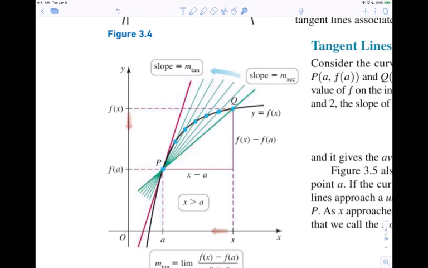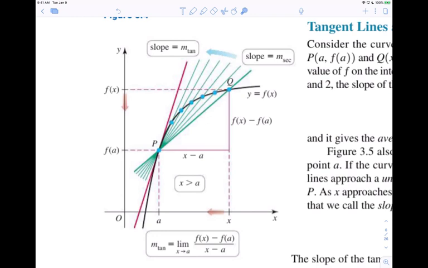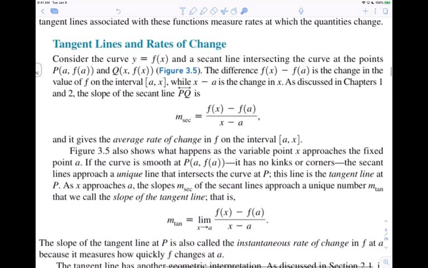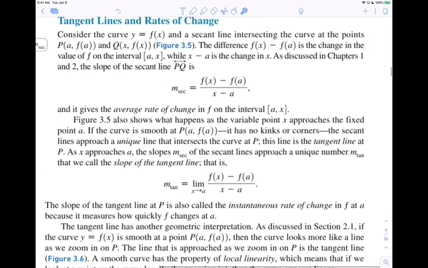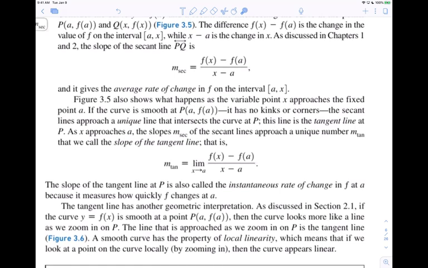As this second point Q gets closer and closer to this point P, as x gets closer and closer to the fixed point a, notice the slope of the secant, this green line, gets closer and closer to the slope of the tangent line, which is our red line. So the slope of the tangent line is the limit as x approaches the fixed point a of basically y2 minus y1 over x2 minus x1. The slope of the line at P is also called the instantaneous rate of change in f at the point a, because it measures how quickly f changes at a.